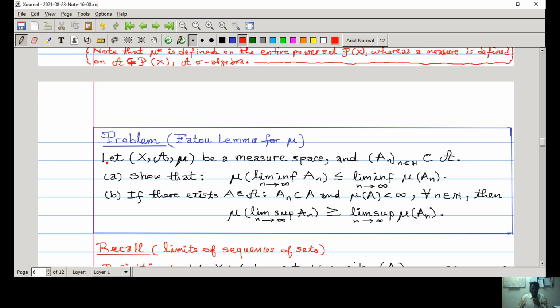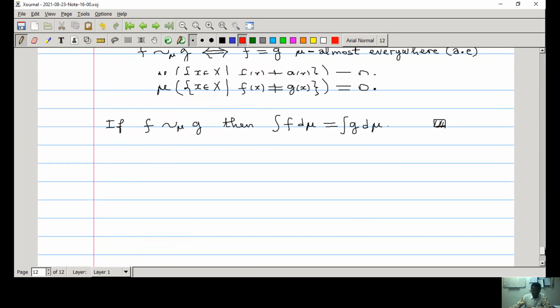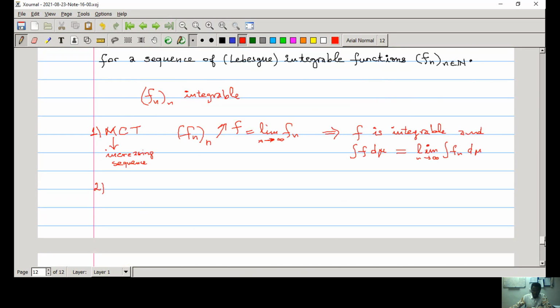Now, for our Fatou lemma, you just replace this mu with the integral. So the Fatou lemma will be the integral of that. I will call it FL. For the Fatou lemma, there's no restriction.